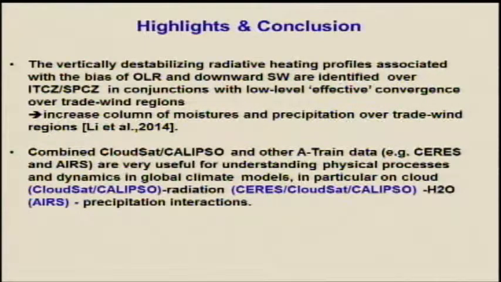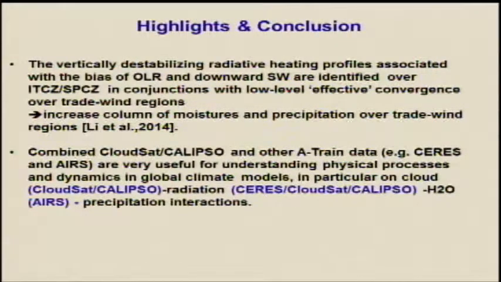So this is probably very important even for the clear-sky radiation, like I mentioned. Combining CALIPSO, CloudSat and other A-Train data, those data are very useful for our understanding. So what we would like to suggest is that, rather than looking at a local and one parameter, we can take advantage of the view from space.